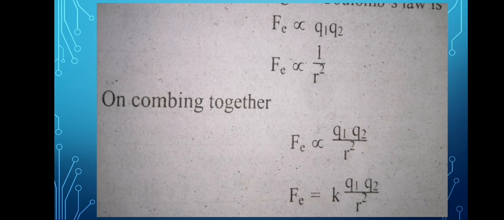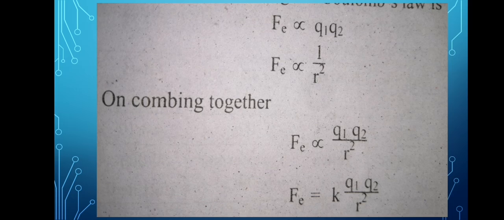Here K is the constant of proportionality whose value depends upon the system of units in which force, charge and distance between charges are measured, and its value depends on the medium between these two charges.